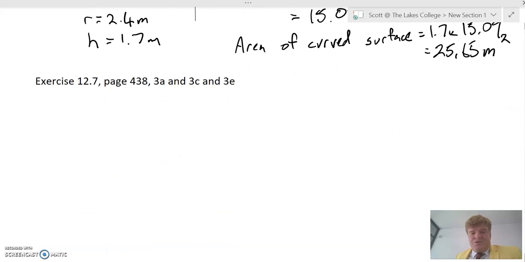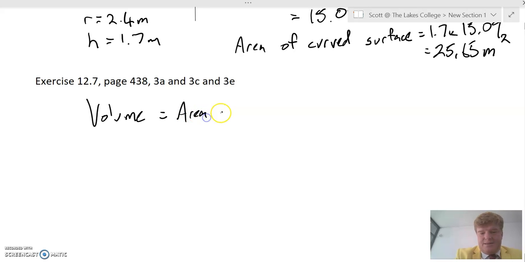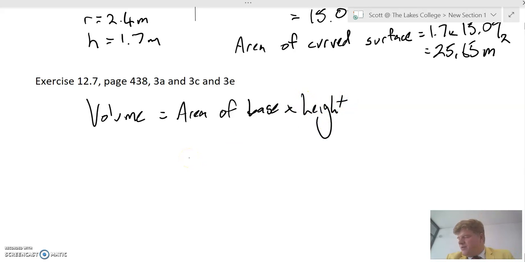Let's have a look at this last one, 12.7. And we're using the rule that the volume is the area of the base times height. And these aren't particularly challenging questions, because the area of the base is calculated, but just remember you could always do one more step and make that calculation yourself. Once again, my drawing is not great.